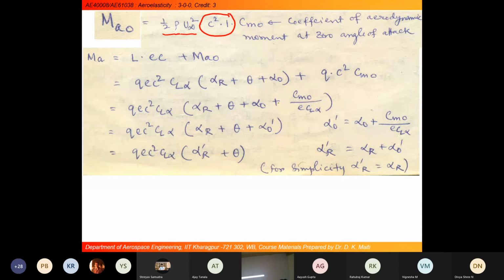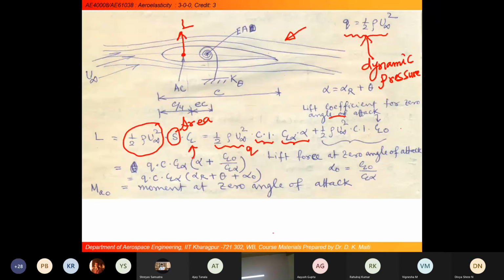We are taking it because it is becoming a moment. So if you look at aerodynamic, why this C square is considered here, and then Cm naught is the coefficient of aerodynamic moment at zero angle of attack. So if you come back here, with respect to this lift force, there will be a moment acting, Ma naught.